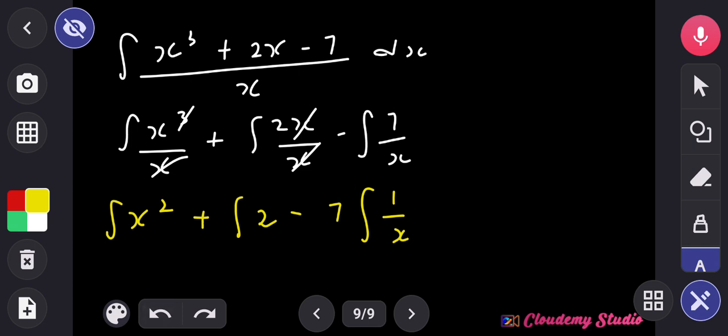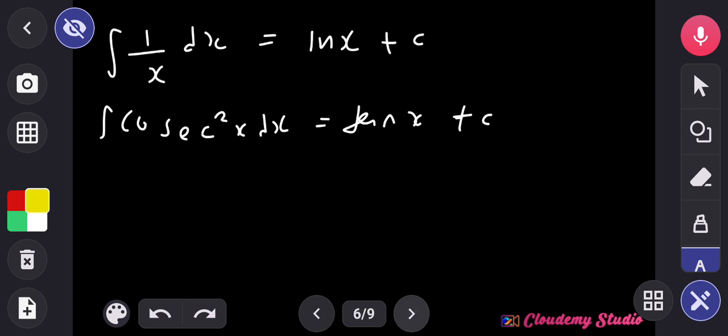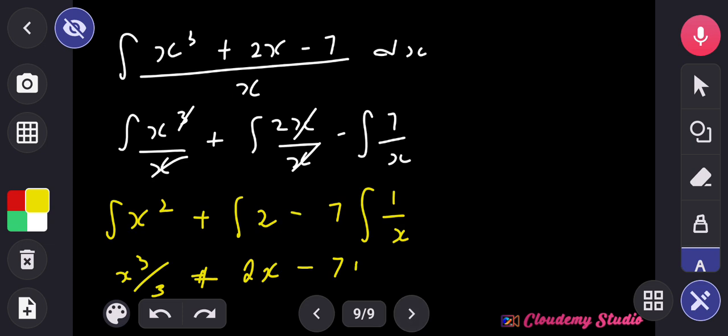So what we're just going to do is that this one will become x to the power 3 over 3 plus integral of 2 is going to give us what? Is going to give us 2x, right? Minus 7. What is integral of 1 over x from the standard integral that we have here? Integral of 1 over x equals ln x plus c, and that is our answer for this question. You understand? So that is how to solve problems under integral mathematics.